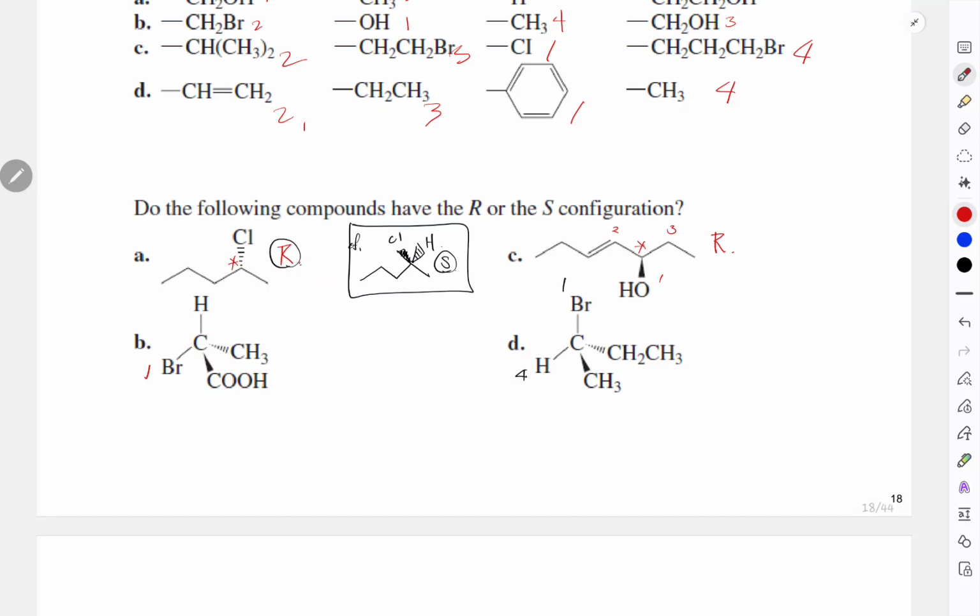What about this one? You can make the triangle with this, and this side rotation, if you can see this, projection. Then this is top priority, second, third priority. So this will give you clockwise rotation. This has to be R.